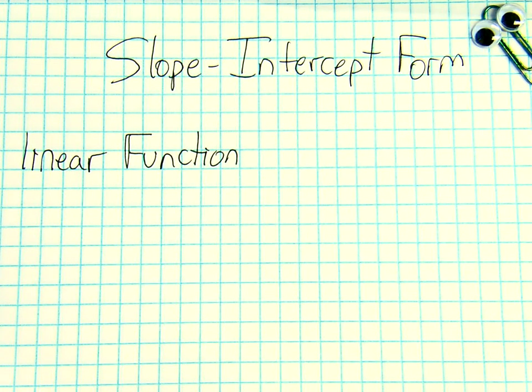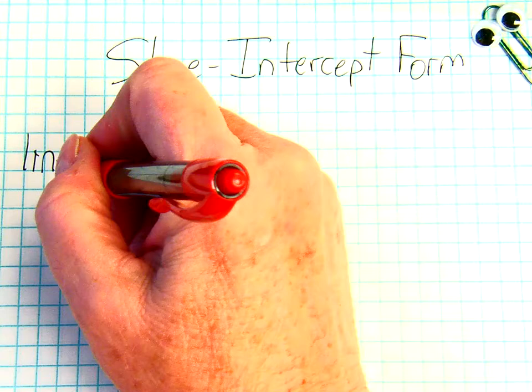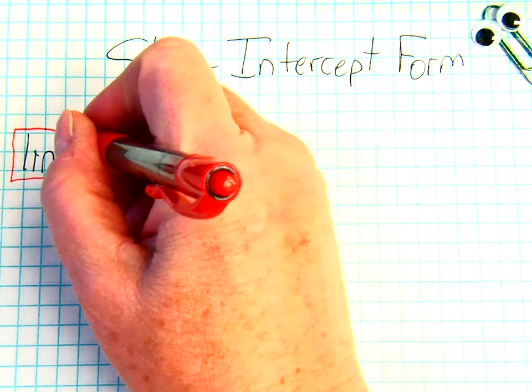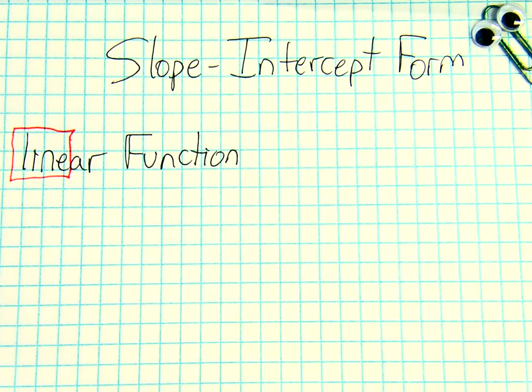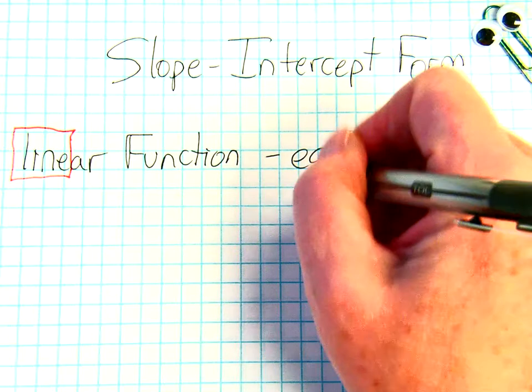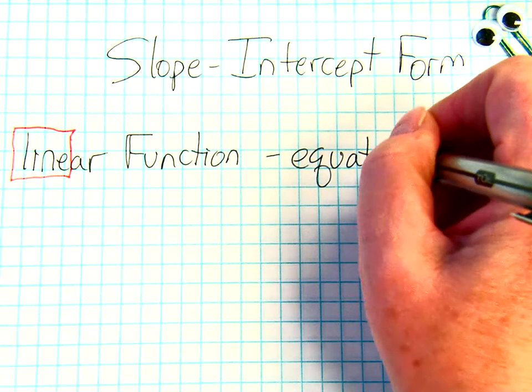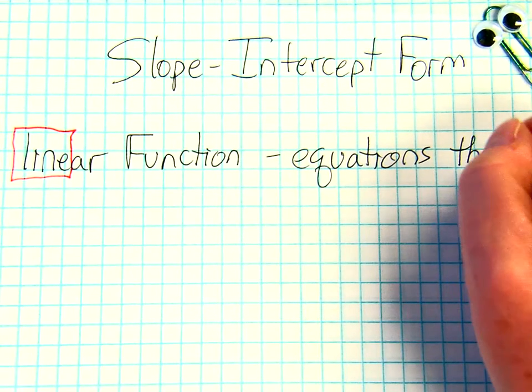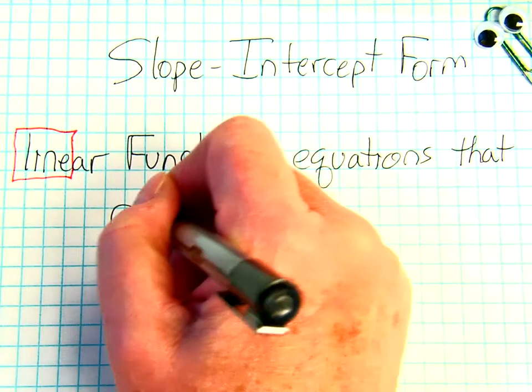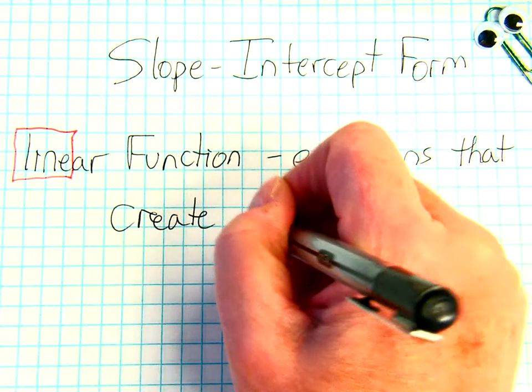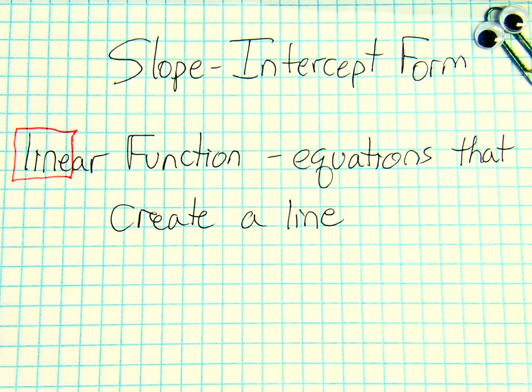Okay, so linear function. Check this out. Check out how that word line is right in that word, linear function. So what we are looking at here is linear functions are equations that create a line. Okay? Equations that create a line.